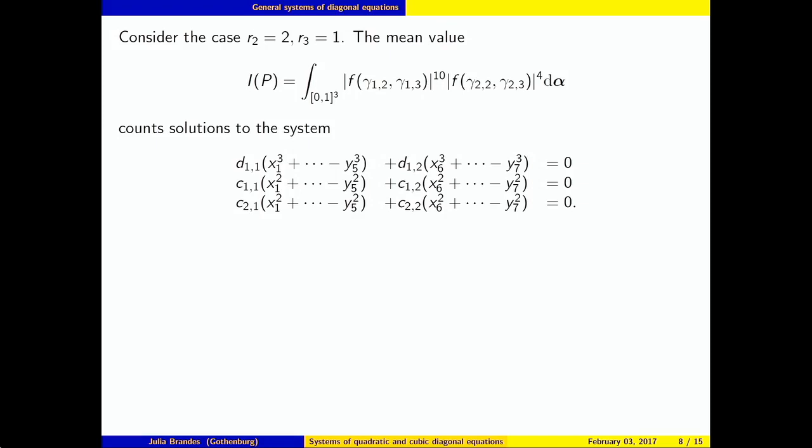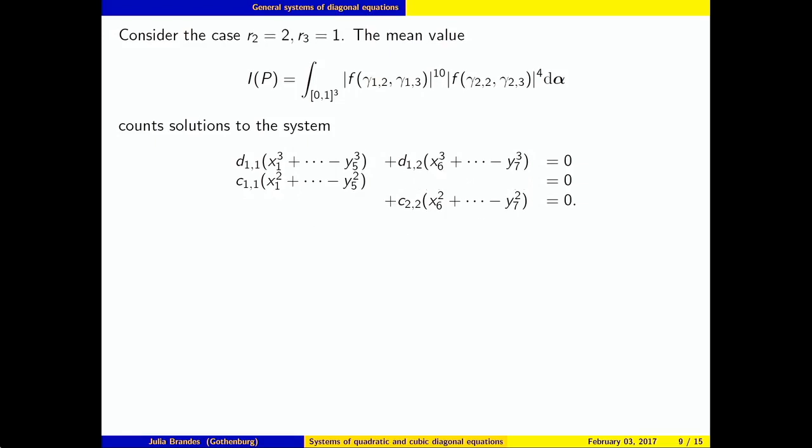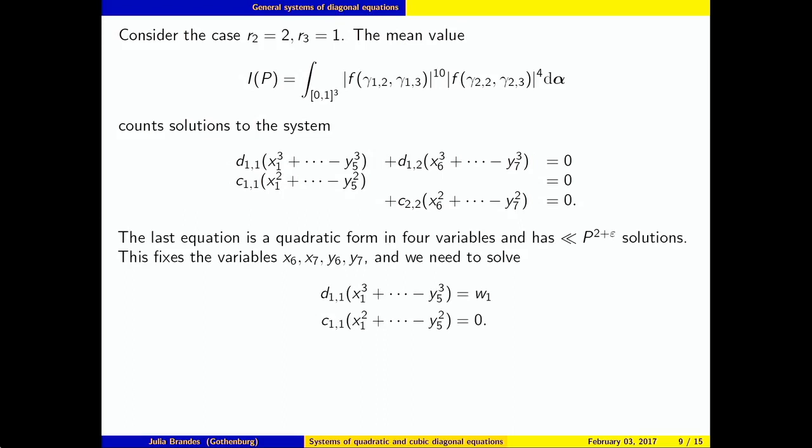Now, if you look hard at those bottom 2 equations, that's a matrix times a vector. If that matrix is non-singular, and we'll assume that it is, that's part of our non-singularity condition that I was saying at the beginning, then we can diagonalize that. Now that's easy. That last equation is pretty easy now. 1 quadratic in 4 variables, right, has p to the 2 plus epsilon solutions. Okay, that fixes the last 4 variables, so we end up needing to solve only the first 2 equations in only the first 10 variables.